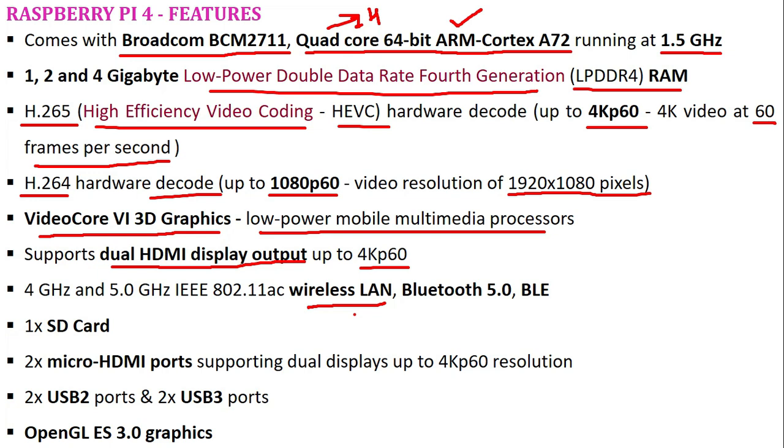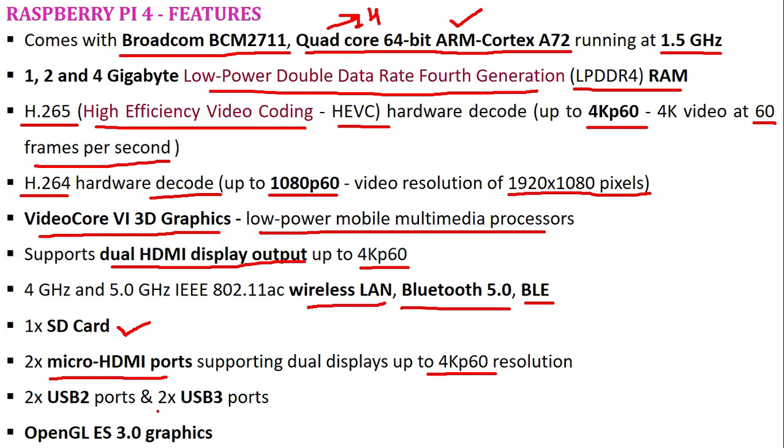Similarly, this module also supports Bluetooth 5.0 and Bluetooth Low Energy based communication. We can connect one SD card to store our programs and help in data storage. Then we have two micro HDMI ports which can support dual displays with a resolution of 4Kp60. Two USB ports are available with USB 2.0 and two USB ports with USB 3.0.